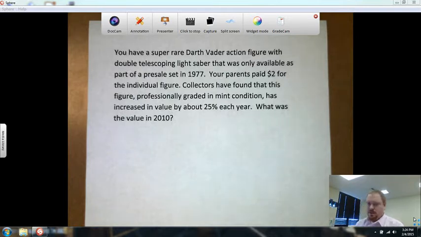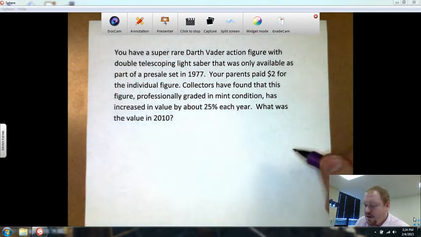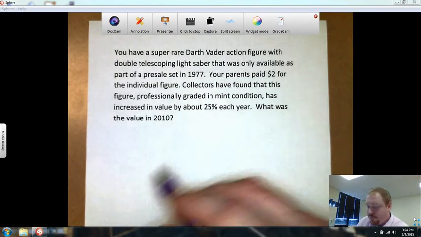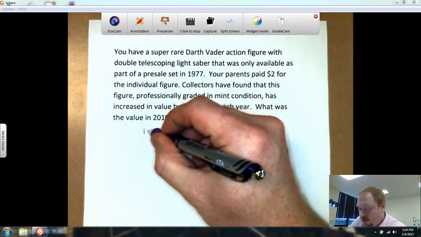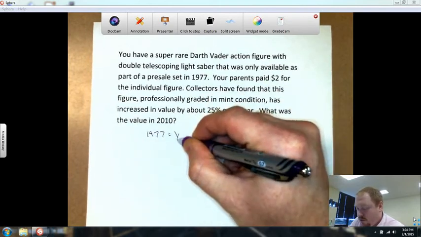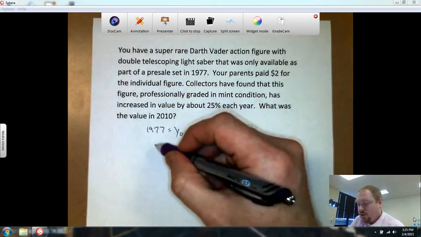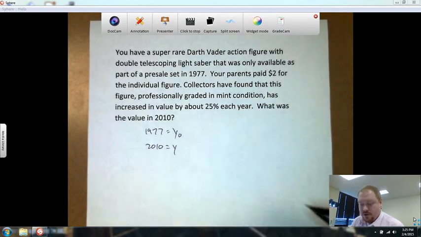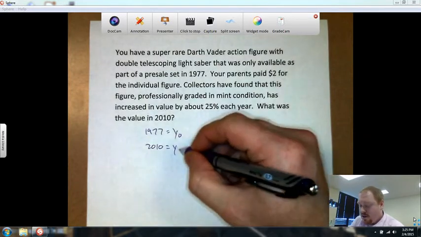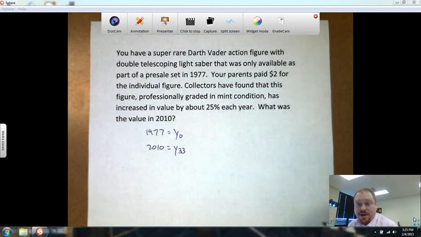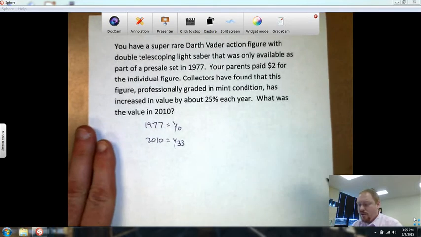So what we have to do is, first of all, figure out after how many years we are looking at. So, if 1977 is year 0, that makes 2010, and in order to figure this out, we just have to subtract. So that makes 2010 year 33. Okay, so that's the first thing. We have to find out how long. Now, we can plug this into our formula.